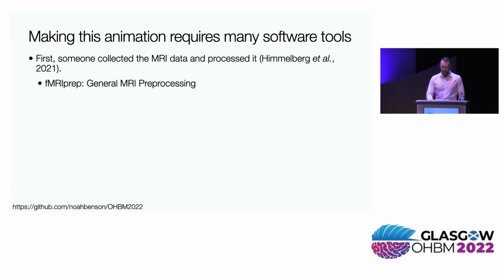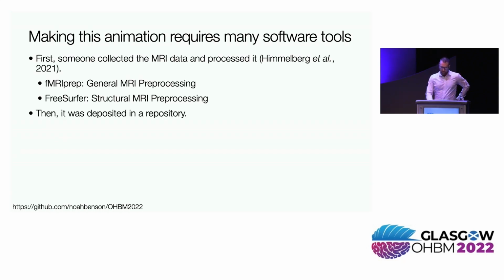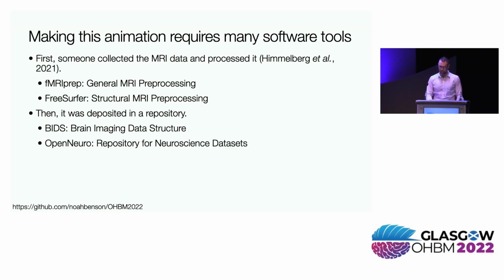Once the data were collected, they had to be pre-processed, which in this case was performed using the tool fMRIprep. And fMRIprep itself calls a pre-processing tool called FreeSurfer, which extracts and calculates structural information about each subject. Once the data have been pre-processed, it was saved to a common file format called BIDS, which stands for the Brain Imaging Data Structure, then uploaded to a neuroscience dataset repository called OpenNeuro.